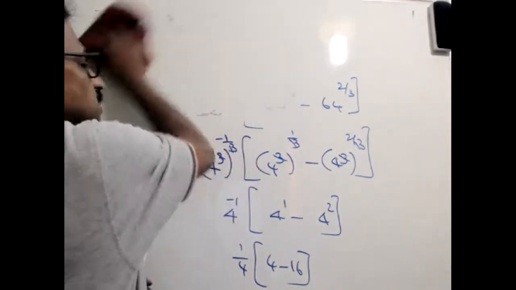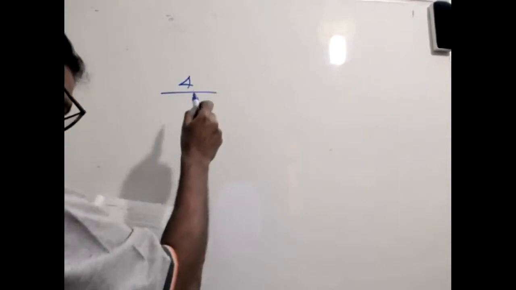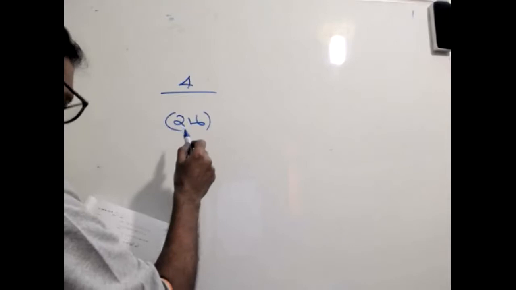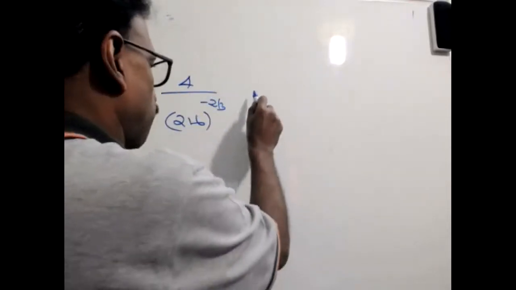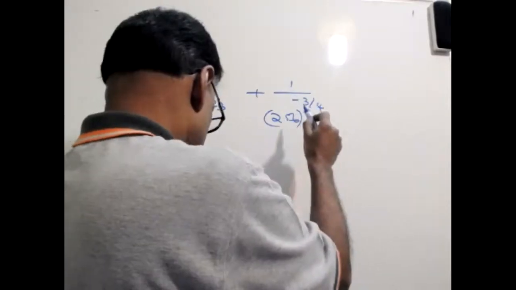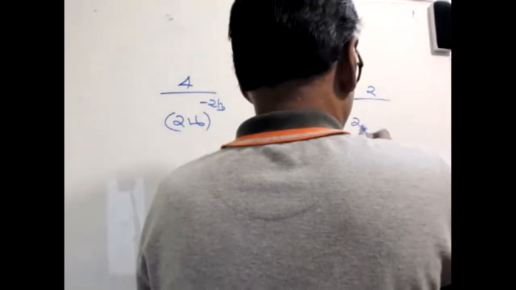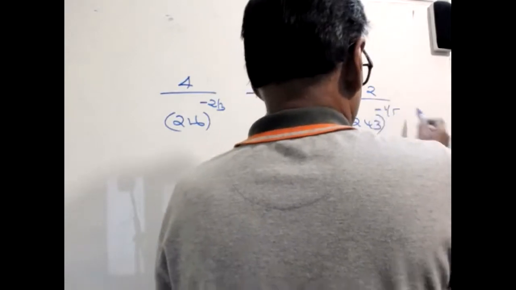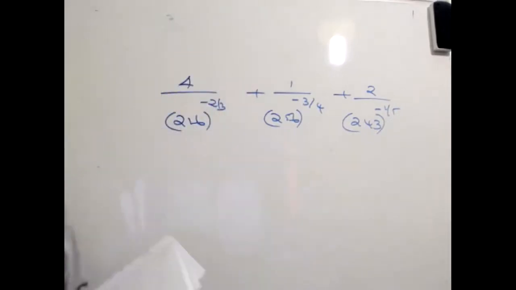Okay, so next question. Is it okay, all? Next question, try this: 4 divided by 216 raised to minus 2 by 3, plus 1 divided by 256 raised to minus 3 by 4, plus 2 divided by 243 raised to minus 1 by 5. Okay, try now.